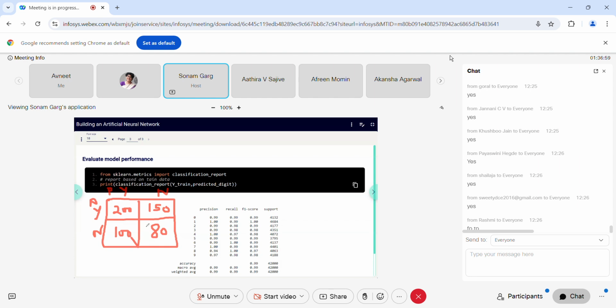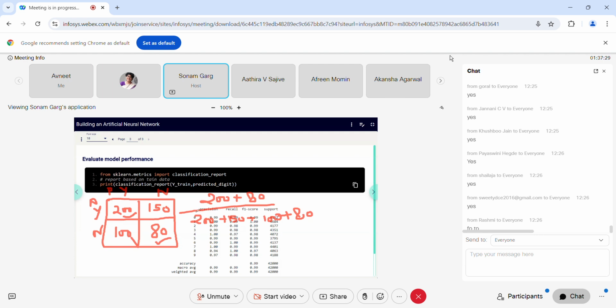So how will you find the accuracy of this? The correct predictions are 200 and 80. These are the correctly predicted values. So accuracy is 200 plus 80 divided by the sum of all these: 200 plus 150 plus 100 plus 80. This becomes your accuracy. This is one metric which helps you check the accuracy of this model.